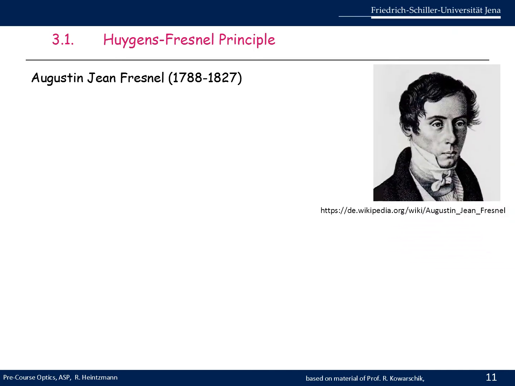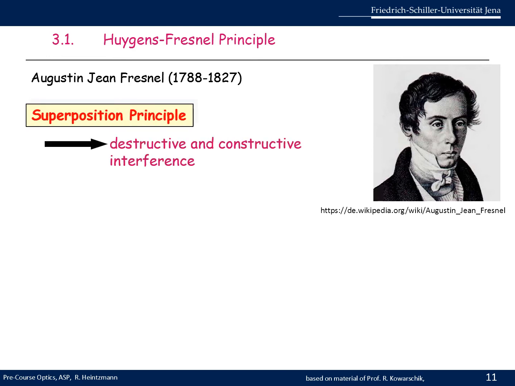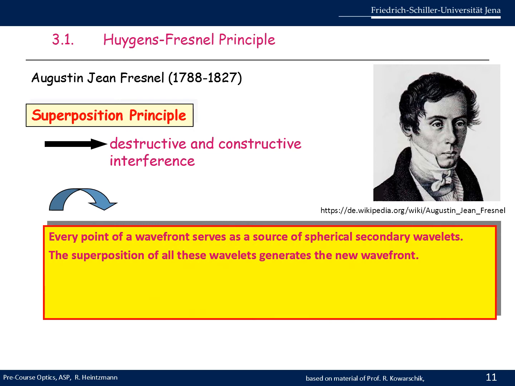So there's Auguste Fresnel. He looks like this. And he had this idea of the superposition principle, explaining destructive and constructive interference. So it says that every point of a wavefront serves as a source for the spherical secondary wavelets, and the superposition of all these wavelets generates the new wavefront. So that's why it's called the Huygens-Fresnel principle.